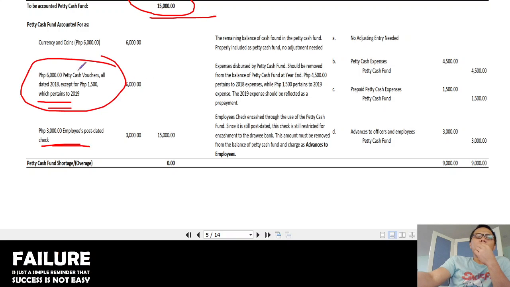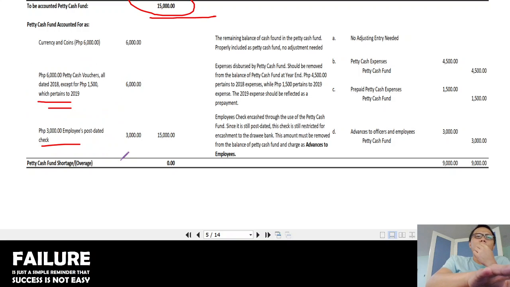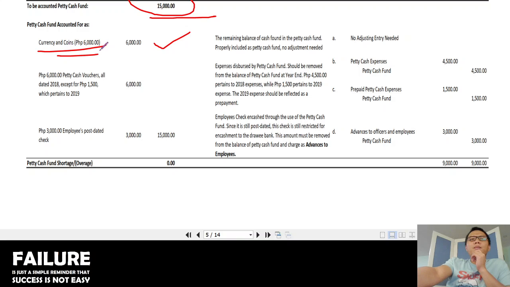Kasi yun nga, these are expenses na. These are, hindi na siya cash. Kasi yun nga, post-dated check ng employee yung nasa atin. Hindi pa siya liquid, kumbaga. So, what should we do? Make adjusting entry. Dito, wala tayong adjusting entry kasi yun nga, tama siya na presented as part of cash. Currency and coins nga, oh. Ito, we need to make adjustment kasi expenses na 'to, hindi na-recognize.